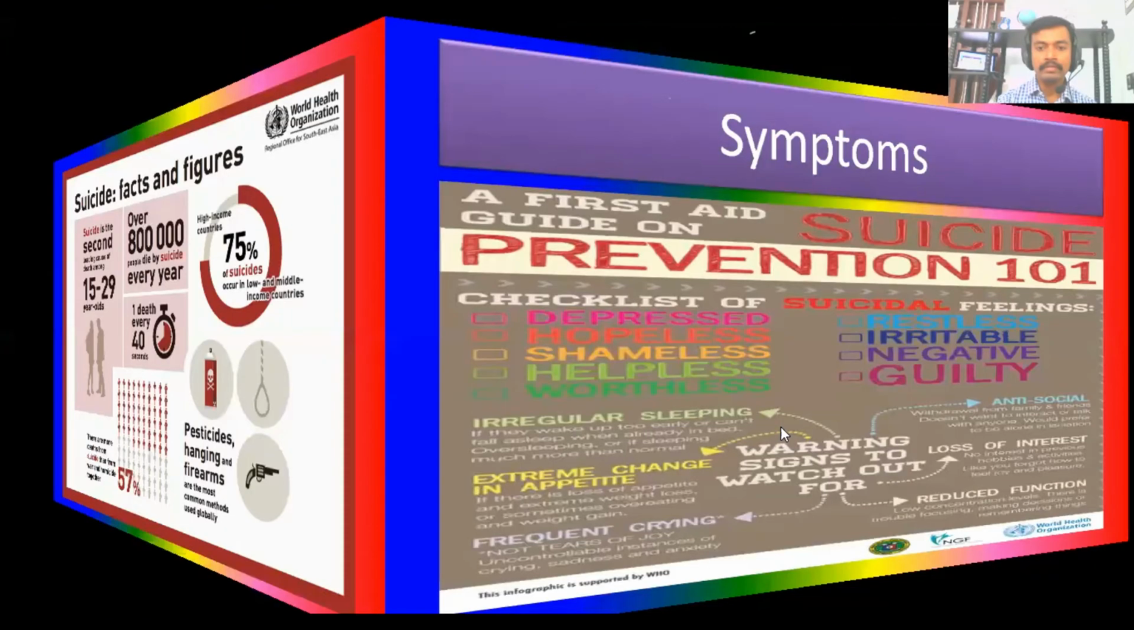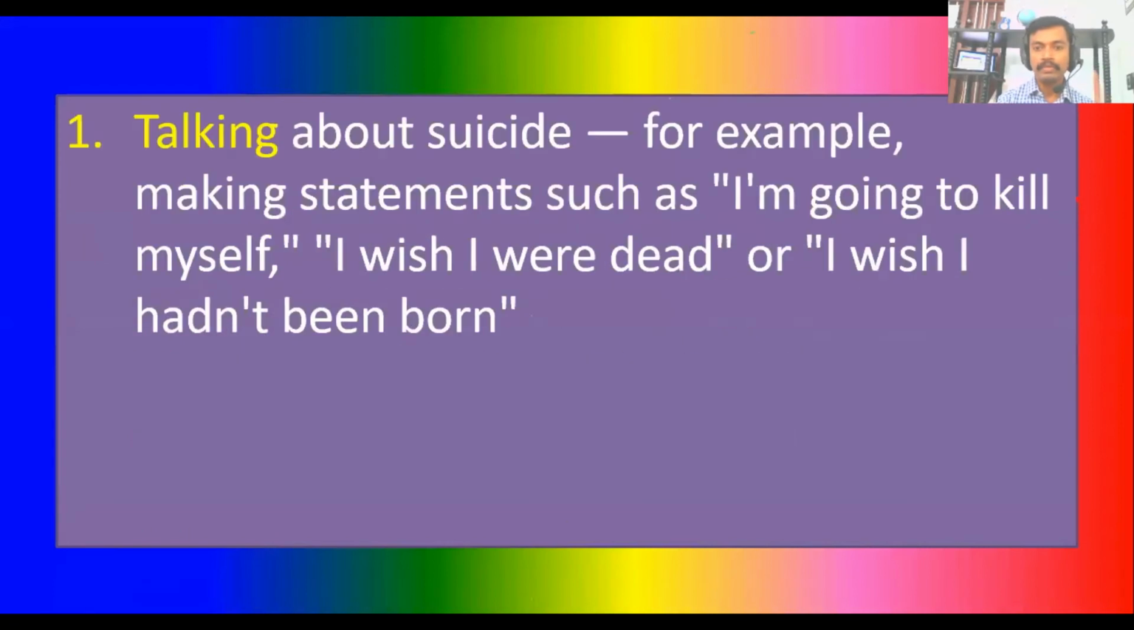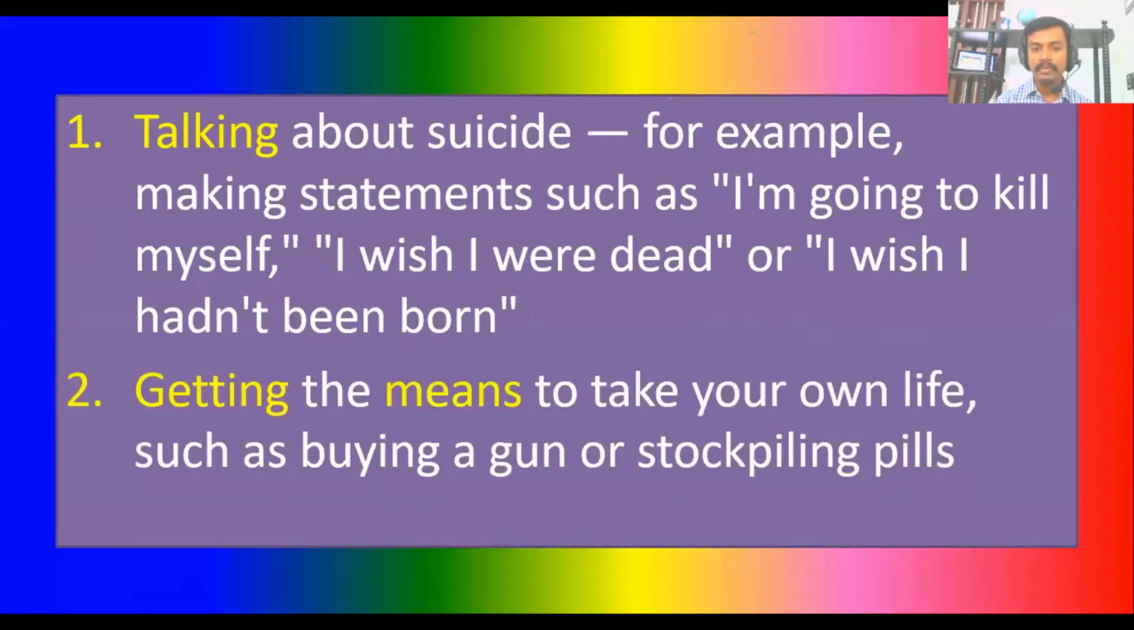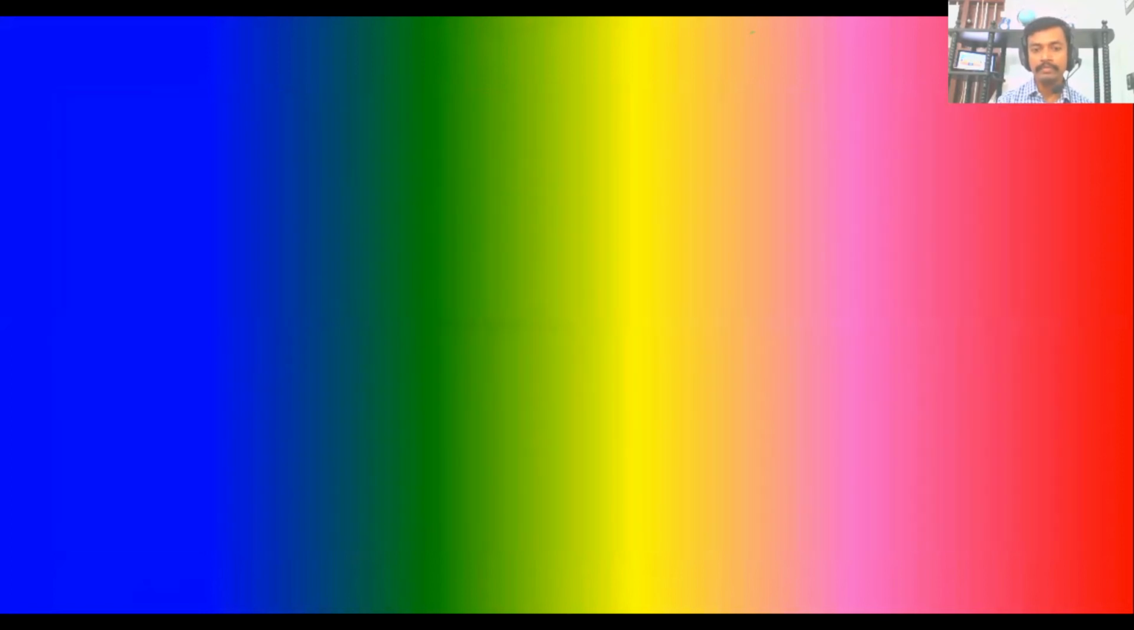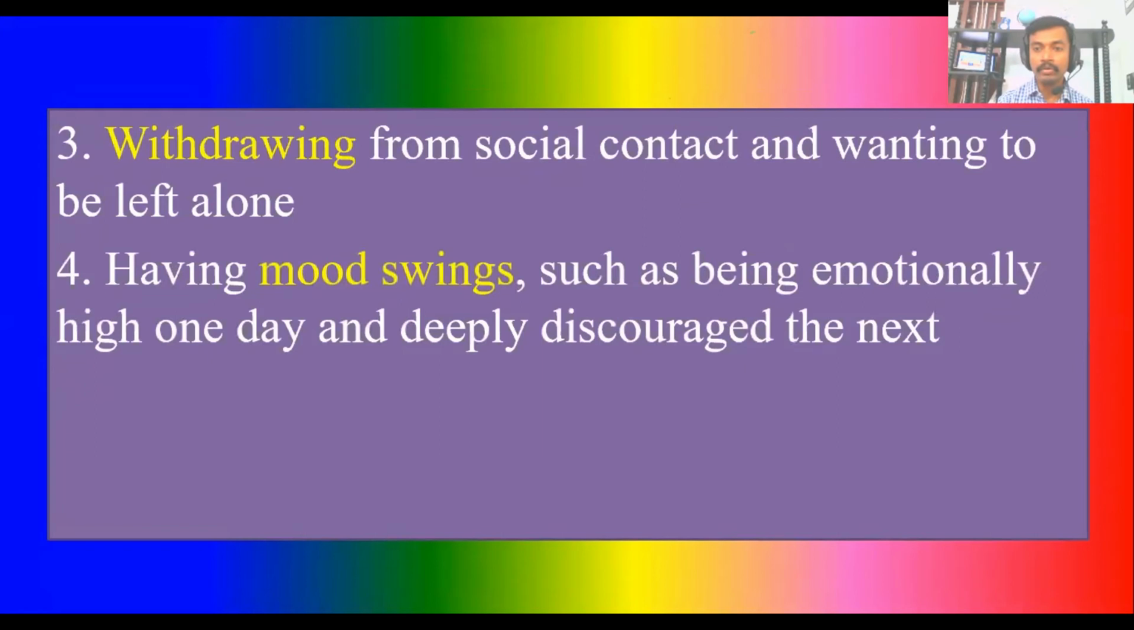Next are the symptoms of suicide. First symptom is talking about suicide. We know that many people say, when any stressful situation comes, I am going to commit suicide. Threatening. Second, getting the means, for example, purchasing a gun or any pills. Third, withdrawing. They don't talk with others and they don't like to interact.